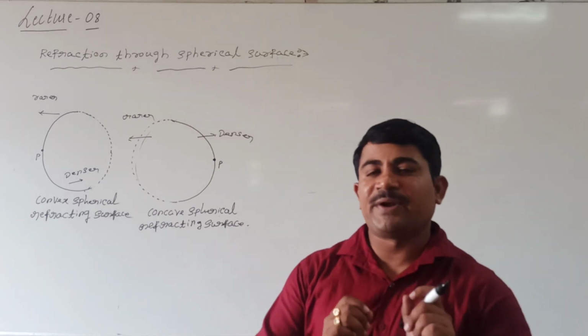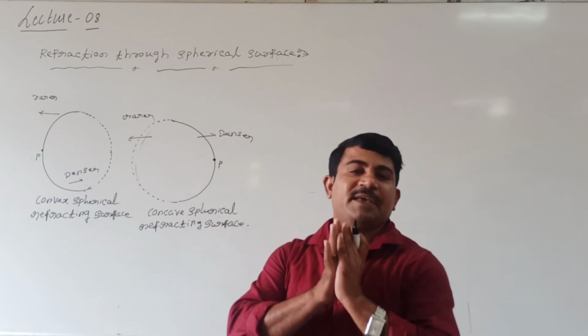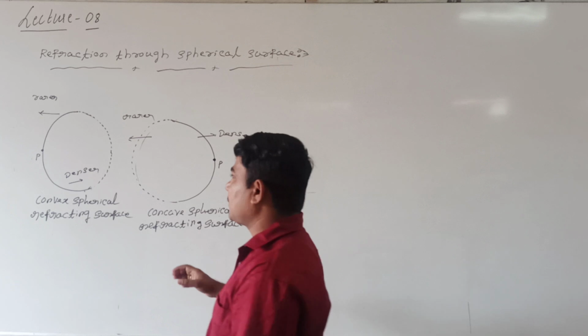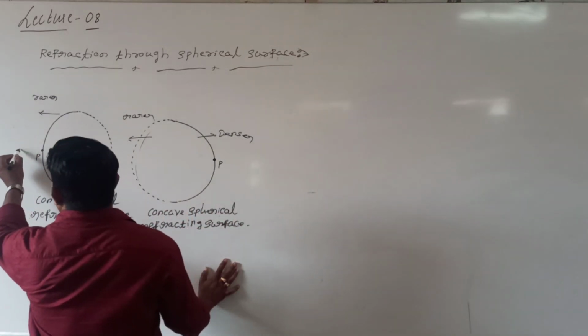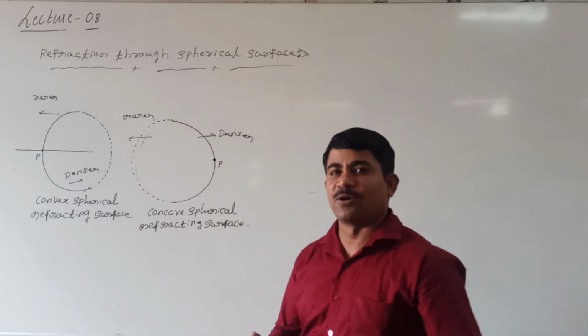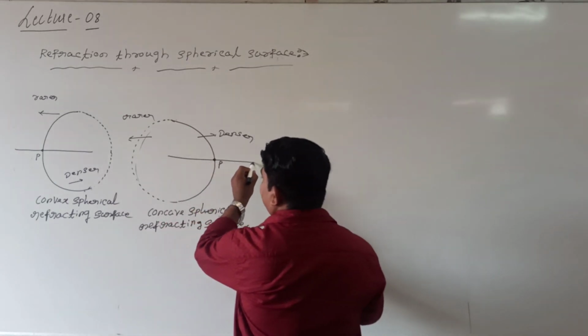Later on we define one more term, that we are calling principal axis. The imaginary line joining through pole, that we are calling principal axis. How is this for this surface? If we join this line, this becomes what? Principal axis. Or if we take for this surface, if we join an imaginary line, this becomes what? Principal axis.